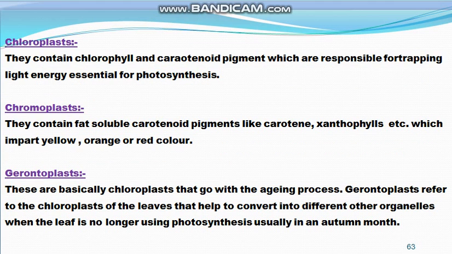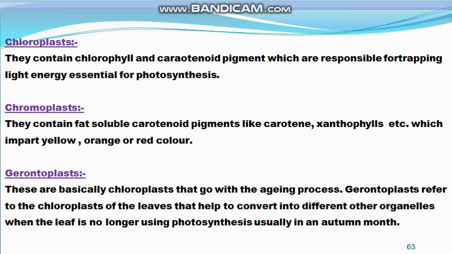First of all, I will take up the chloroplast. Chloroplasts contain chlorophyll, which imparts green color to the plants, and carotenoid pigments are present in the chloroplast, which are responsible for trapping the light energy essential for photosynthesis. It means that during photosynthesis, the chloroplast containing chlorophyll is responsible for trapping the light energy from the sun. Second comes the chromoplast. Chromoplasts contain fat soluble carotenoid pigments like carotene and xanthophylls, which impart yellow, orange, or red color to the plant.